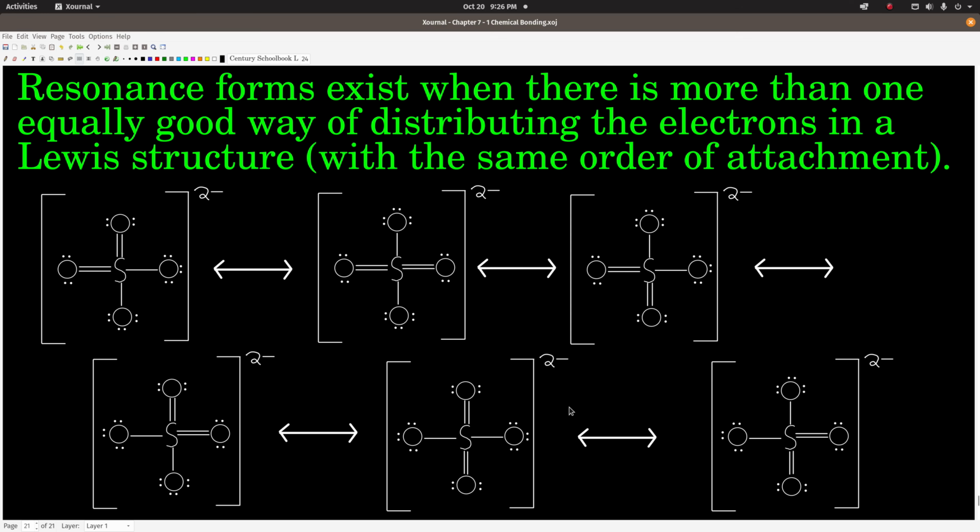So, what does it mean to have resonance forms? Well, first of all, the real compound only has one structure, period. But what they tell you is that the real structure is like an average. It's called a resonance hybrid of all of these structures. So what does that mean?